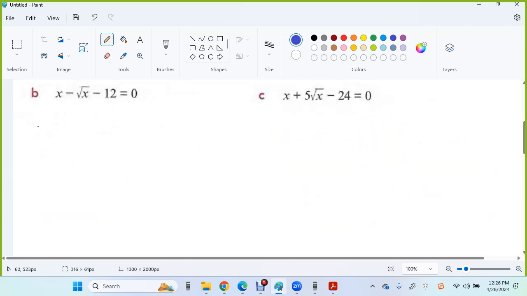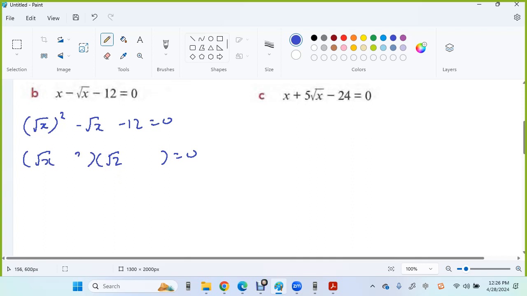Okay, so for this question B, we have square root x squared minus square root x minus 12 equal to 0. Then we do the factorization: square root x, and then 3 times 4 is 12, minus 4 plus 3. So square root x equal to negative 3, then square root x, this one is no solution, because square root x is always greater than or equal to 0.